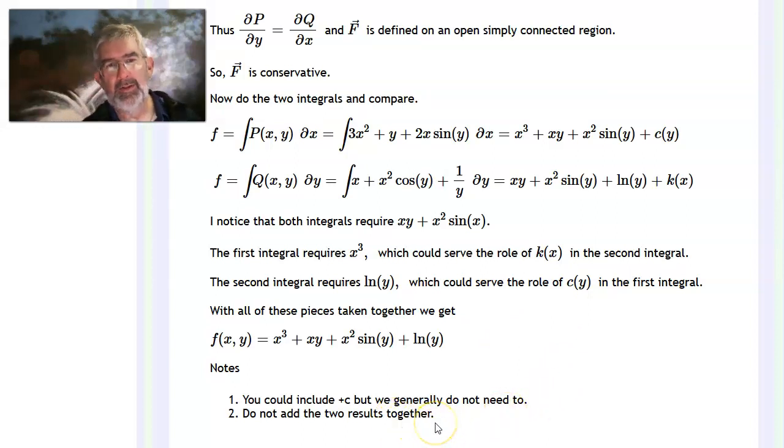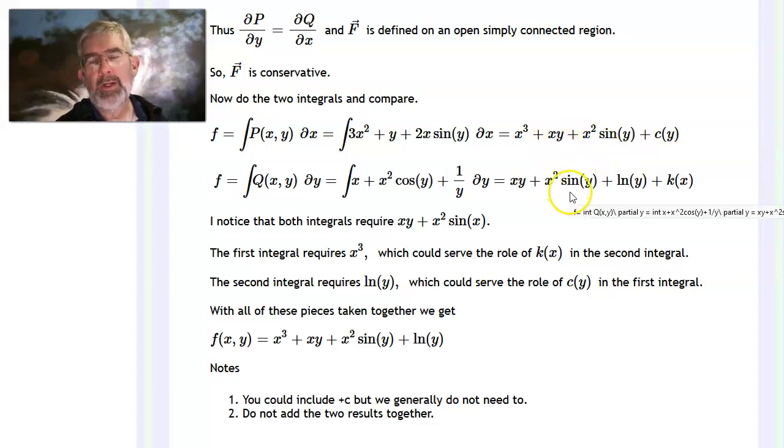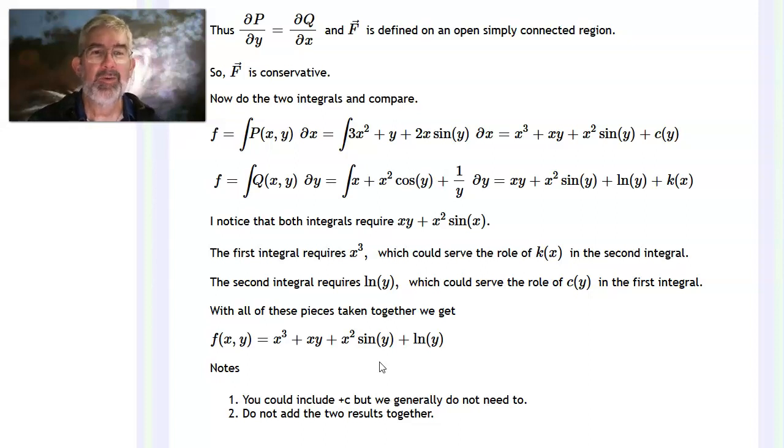And another note I just want to point out is a very common mistake: people just add the two results. And the problem is if you add the two results, then because the xy plus x squared sine y is in both of them, you would end up with a 2xy and a 2x squared sine y, and that just throws the partial derivatives off. You don't get the right derivatives; the gradient doesn't become f anymore because you got those extra 2's in there. So you're not adding these two results together, you're combining them. You're taking all of the pieces that each one says needs to be in there.